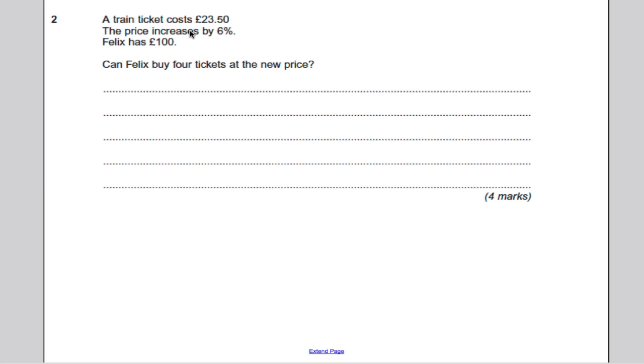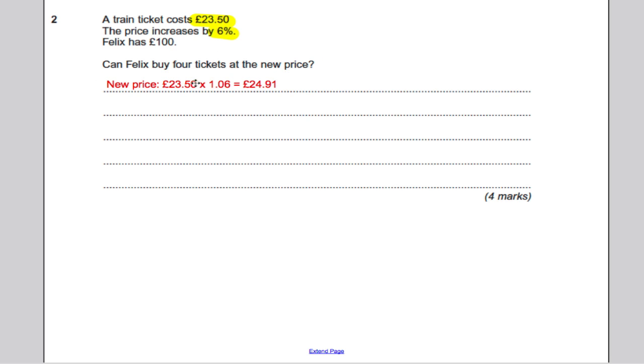Question 2. A train ticket costs £23.50. The price increases by 6% and Felix has £100. Can Felix buy 4 tickets at the new price? So I need to increase the £23.50 by 6%.